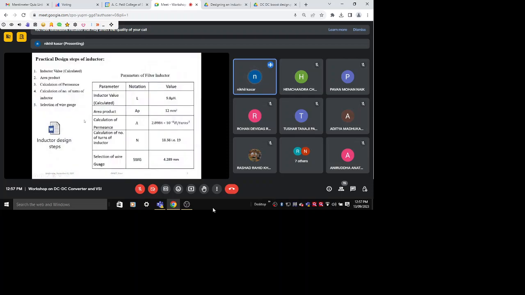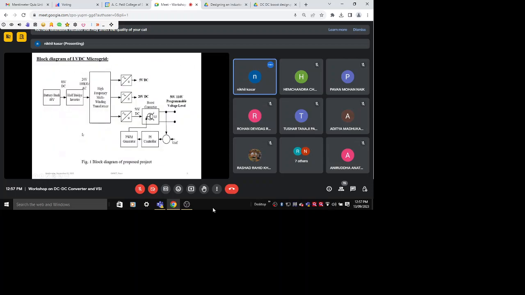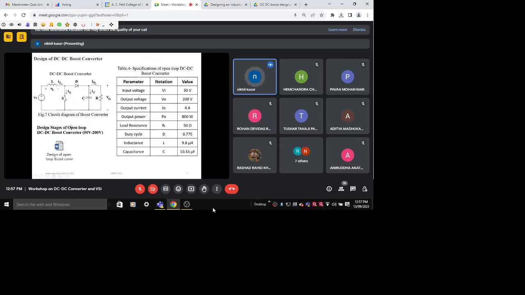Okay, so this is all about the design of the DC to DC boost converter, from almost how to design. Now I will summarize all the points, and I will give you time for any queries if you have.